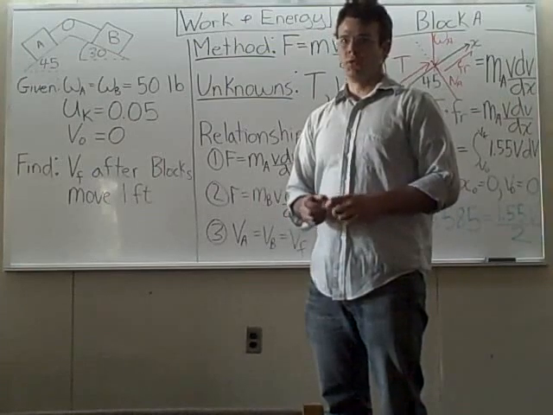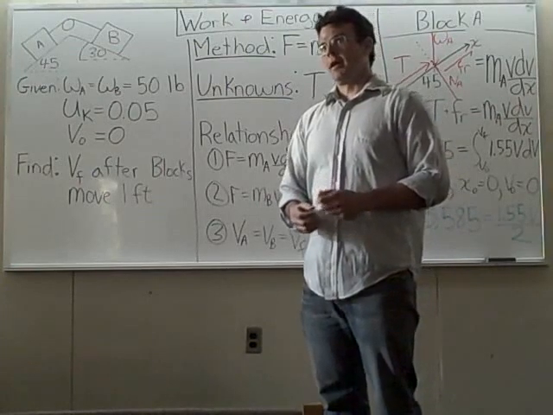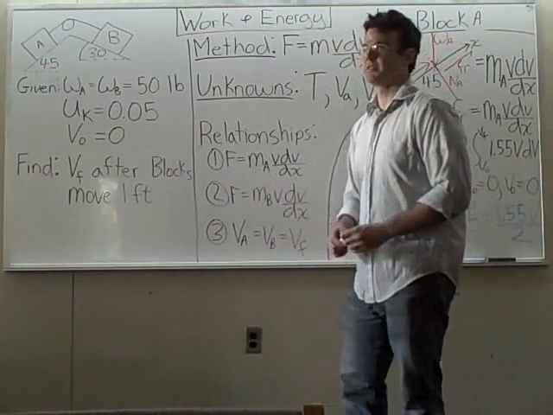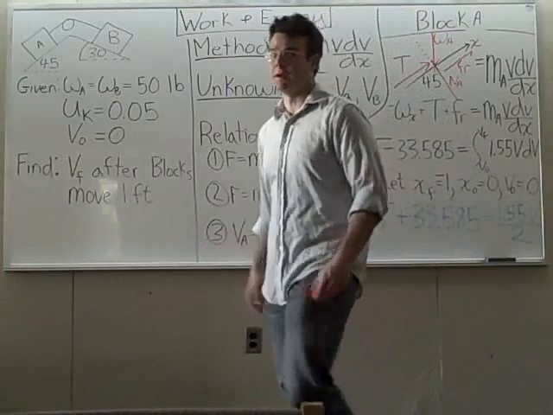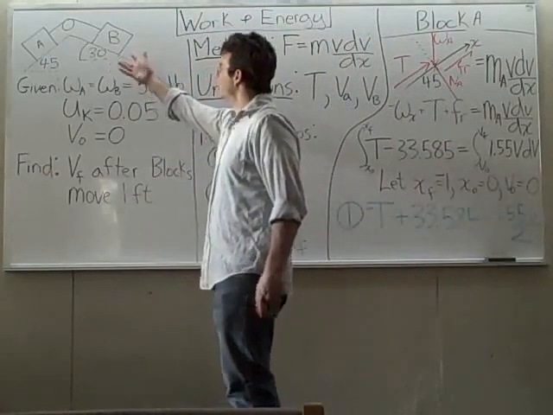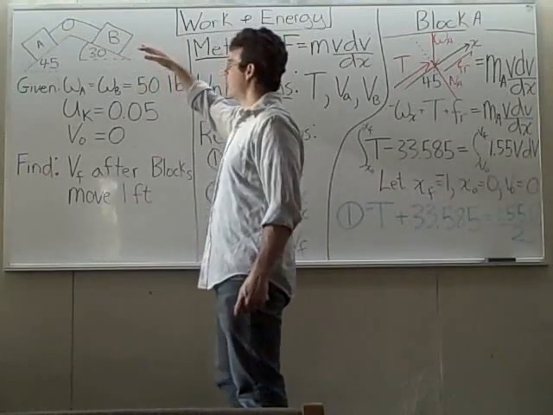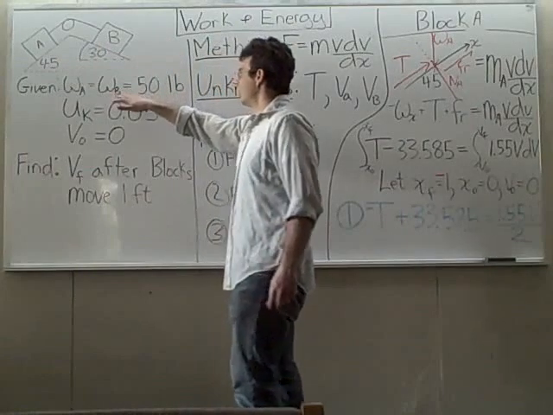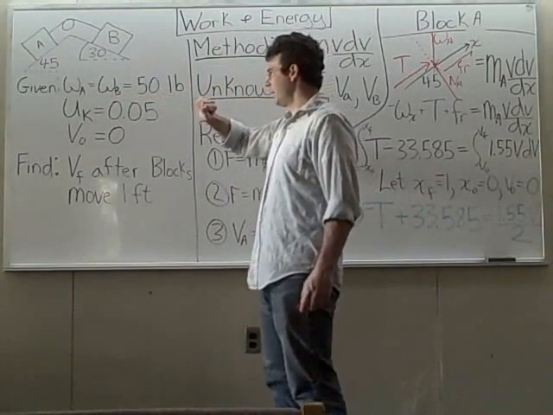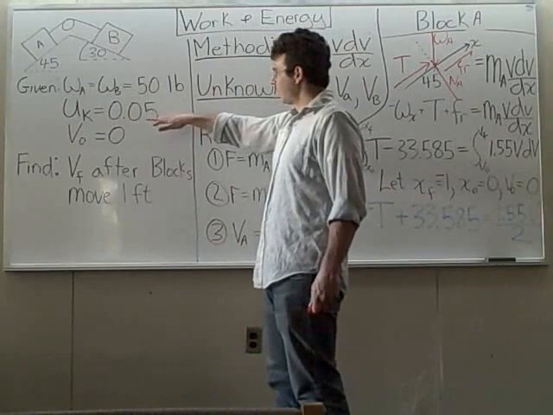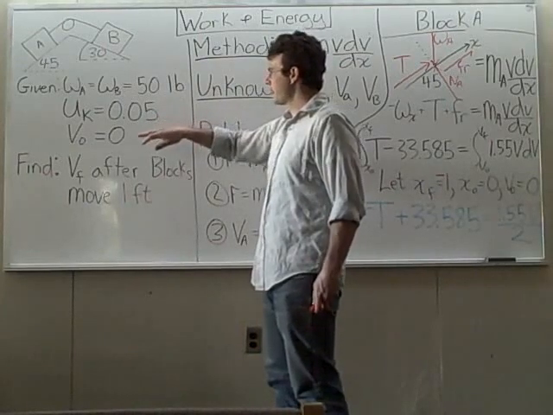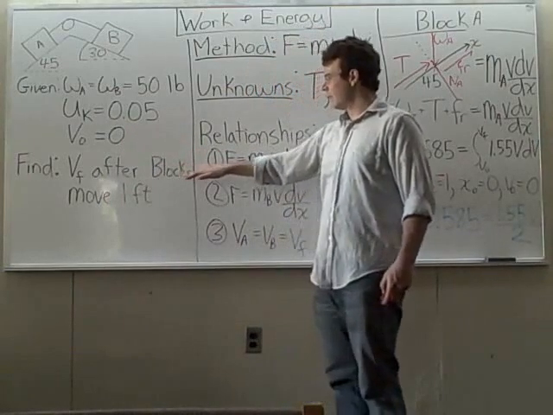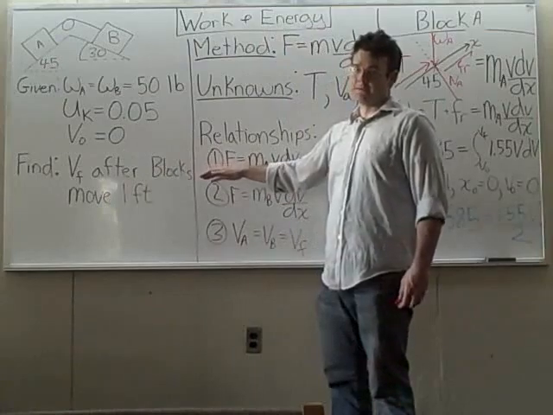It's very similar to part one, the very general form that I did. This is just going to be an example with some numbers. So it's the same problem that we've been doing. We have our two blocks on inclined planes connected by a pulley. One plane is at 45 degrees, one is at 30. The blocks weigh 50 pounds. Coefficient of kinetic friction is 0.05. The blocks are initially at rest, and we need to find the velocity after the blocks move 1 foot.